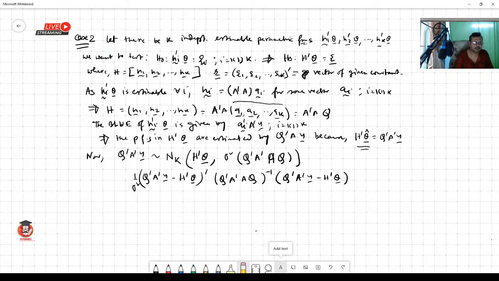So this is a quadratic form, and this follows chi square with k degrees of freedom under H naught.